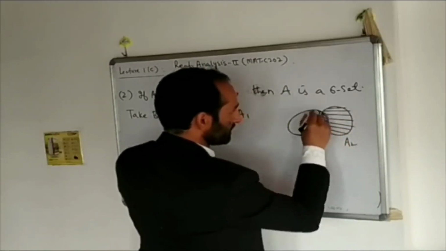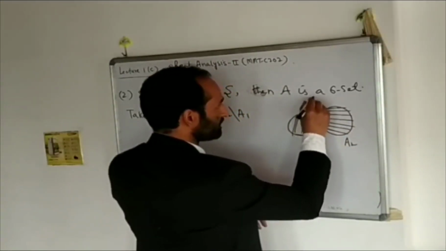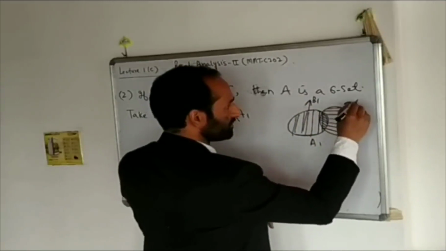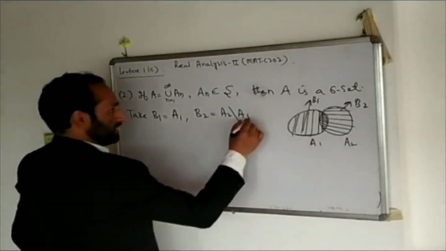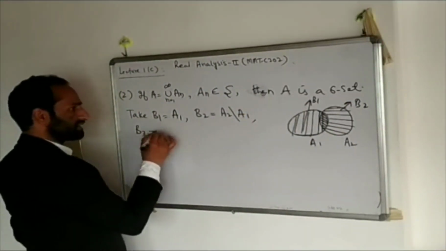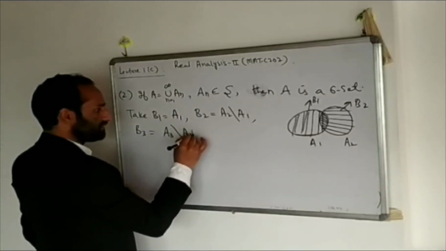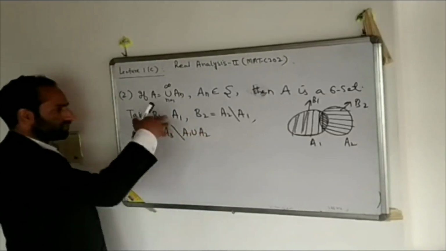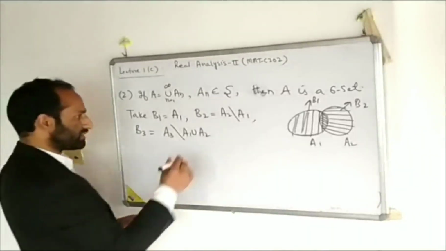So this is B1. This is your B1 and that's B2. So clearly B1 and B2 are disjoint. And so on, we continue this process. We define B3 equal to A3 minus (A1 union A2). So you can easily verify that B1, B2, B3 are also pairwise disjoint.